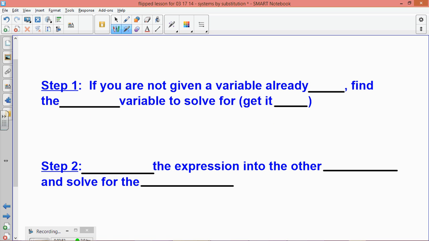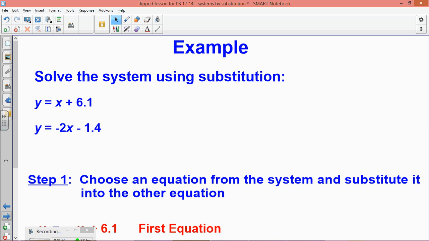I warn you, try to pay attention, but this will not all make sense until we go through an example or two. So don't worry if you get lost, just keep following with me. And after a couple of examples, you can come back to this slide right here and try to figure out what it all means. Okay, so step one, if you are not given a variable already alone or isolated, you want to find the easiest variable to solve for or to get by itself or to get alone. Okay? Don't worry about what we're doing yet. It will become clear. Let's move on to this problem.